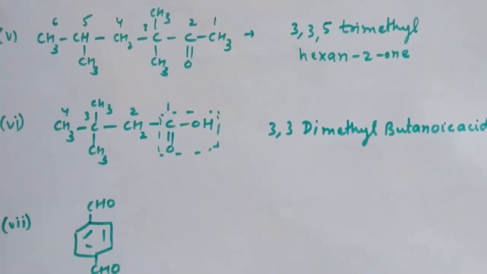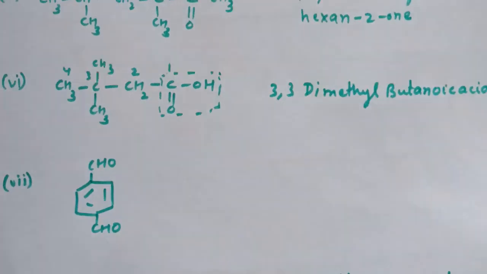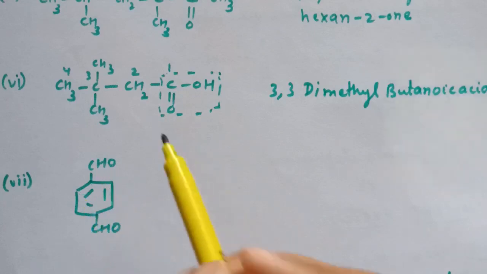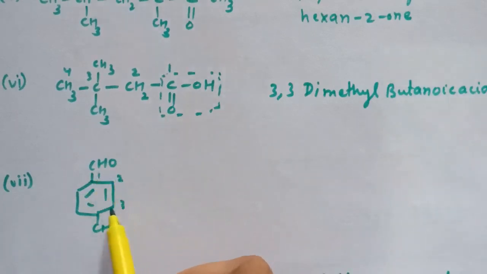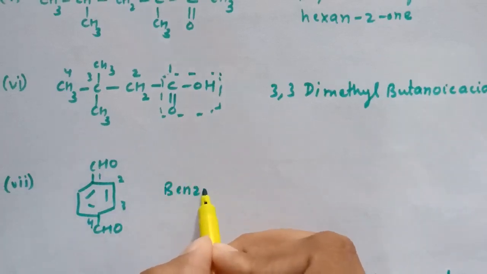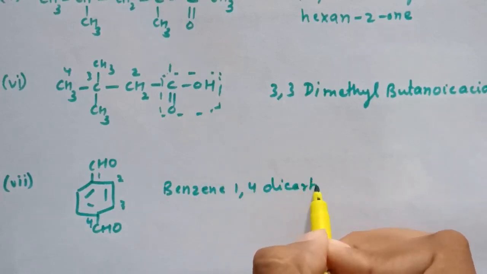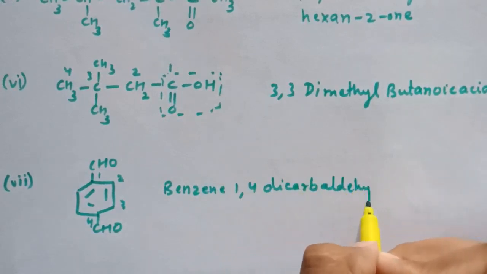Now the seventh part is a benzene ring attached with 2 CHO groups. Now these are at the 1 and 4th position. So the name is benzene 1,4-dicarbaldehyde.